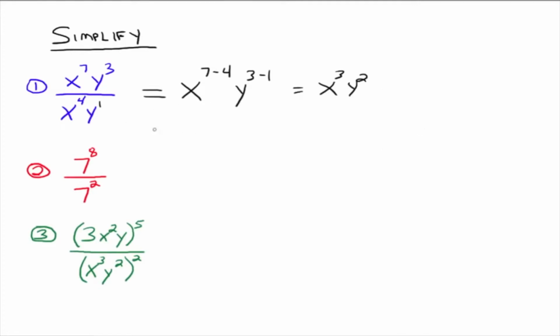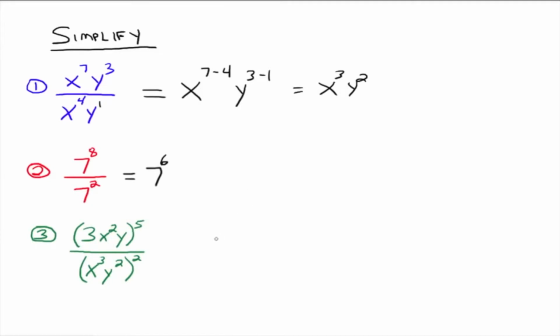And it doesn't matter if we use variables or if we use numbers. The catch here is that you're dividing two things that have the same base. So in this case, the base is 7 here in number 2. So we keep the base and subtract top exponent minus bottom exponent. So 8 minus 2 is 6. So this goes to 7 to the 6th power.